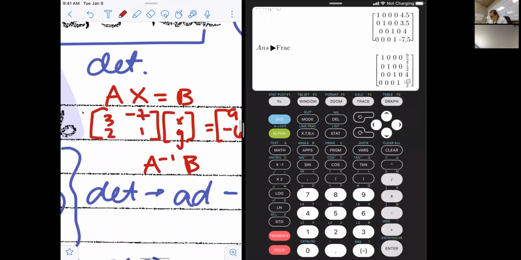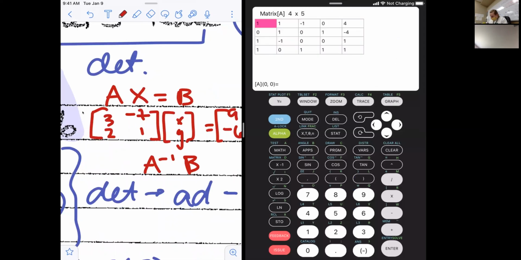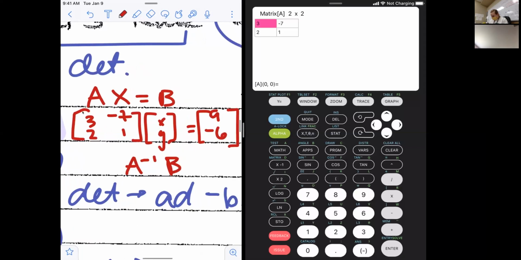So I'm going to go change my matrix A. I need it to be a 2 by 2. 3, -7, 2, 1. It can be really annoying to make new matrices, but it shouldn't be something that's hard for us. If you're having a hard time doing matrices and typing them in, please let me know. If you need me to come look at your screen, I'd be happy to. I'm going to edit B now to make it a 2 by 1, and I'm going to make that 9, -6. Make sure it's -6, or else you're going to get the wrong answer. Okay.